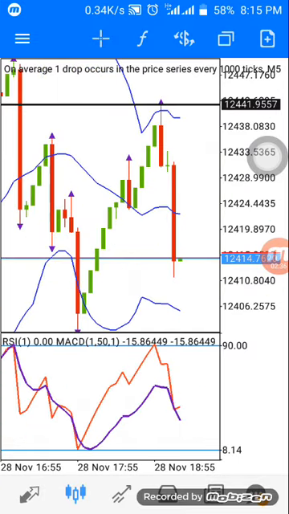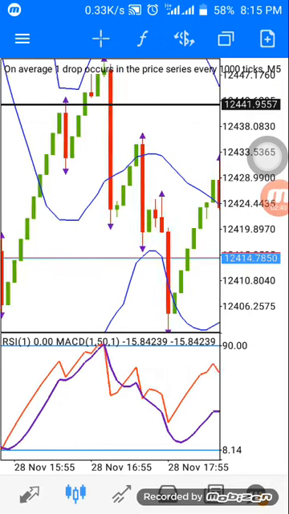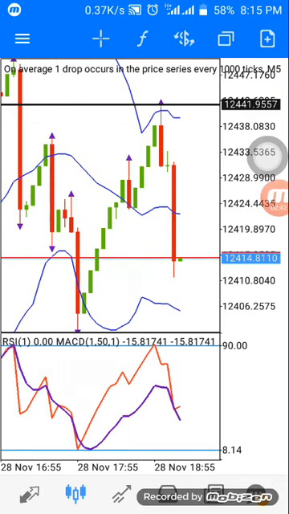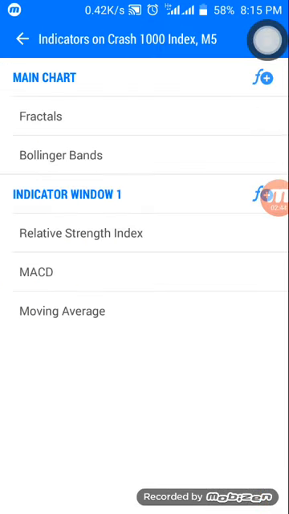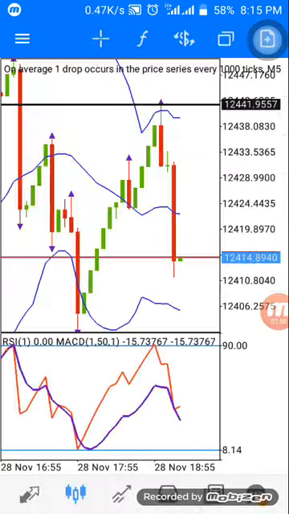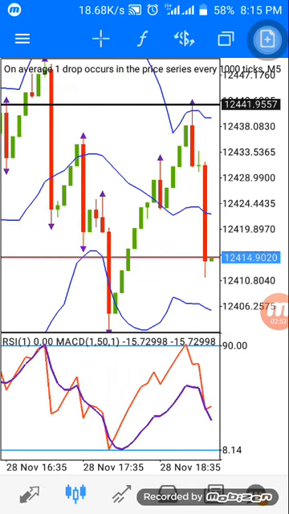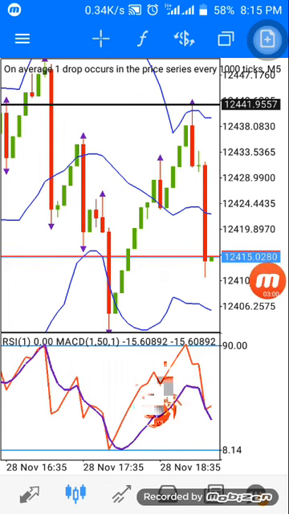Now, what we have on the main chart is the Bollinger Band. That is the setup. Then we have the RSI, the MACD, and the moving averages. The red line in this place is the moving average, and the blue line here is the MACD. Then our RSI is 98.14.